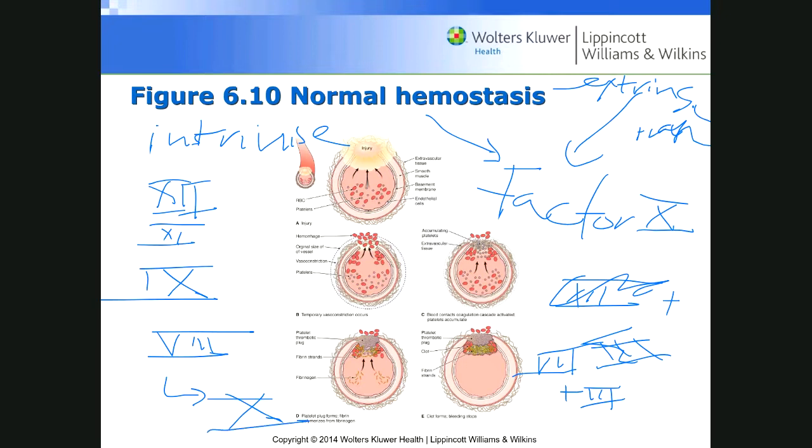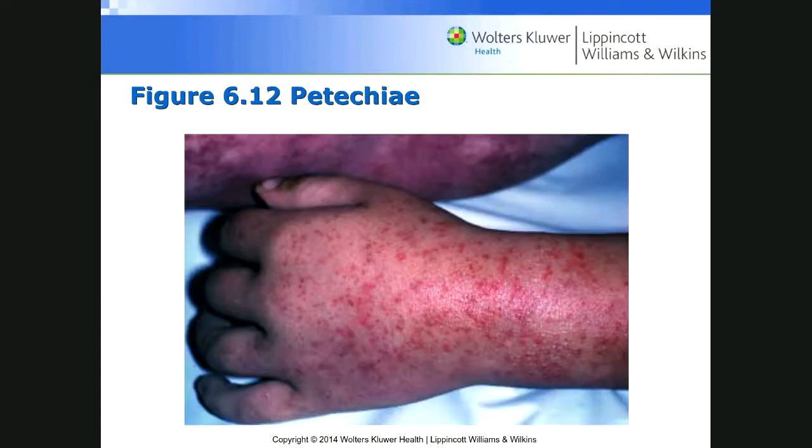Melanie, you have a question? Yeah, so you're saying that the intrinsic pathway requires factor 7 and 3, or the extrinsic pathway? Extrinsic pathway. And the intrinsic is factor 12, 11, 9, 8. Okay, thank you.